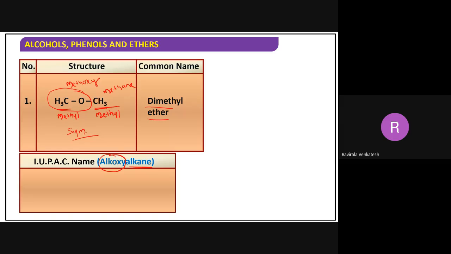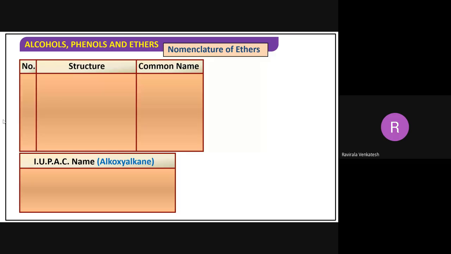Why are you calling it methane? Because you are taking this group as an alkane group. You are taking this group as an alkane here. So what you have to call here? Methoxy methane. Isn't it? In this way, write it in your notebook after the class. This is a very, very important nomenclature. When you are doing exercises, you have to go according to the nomenclature.